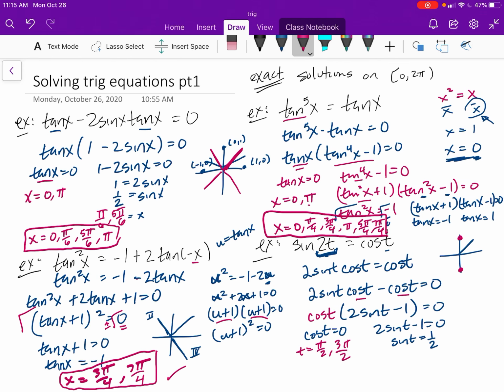And where's sine 1/2? That would be this angle and this angle, which we did in problem 1 as well. That's pi/6 and 5 pi/6. So now trying to get these in order, we have pi/6, pi/2, 5 pi/6, and 3 pi/2.